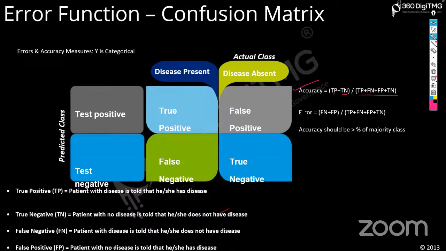Talking about the error, the formula for calculating your error is false positive plus false negative, divided by the summation of true positive, false negative, false positive, and true negative. That is how you calculate using your confusion matrix.